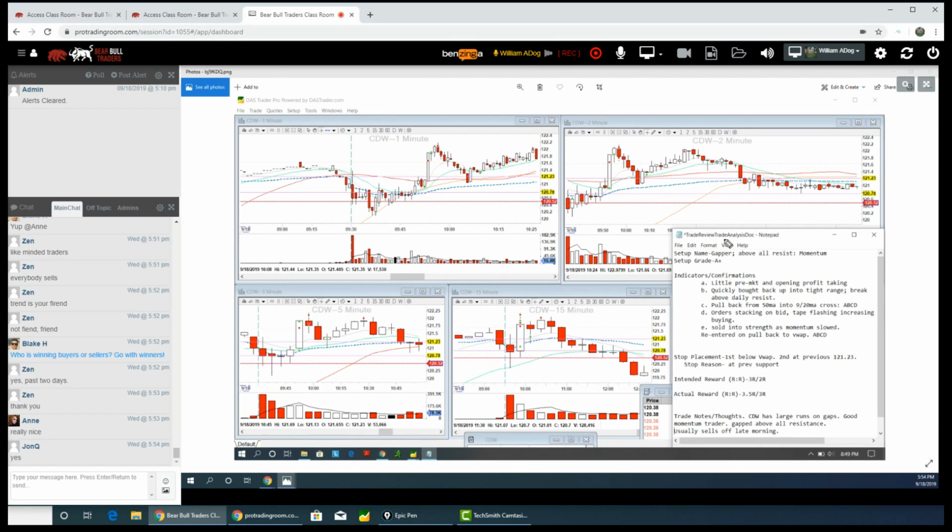Setup name: Gapper above all the resistance, momentum. Okay. Setup grade A+. Awesome. If you're trading an A+ setup, that's a really great thing. Love that. I love whoever said to put in this line. I forget who it was. It might have been Peter. But whoever it was, really good idea.